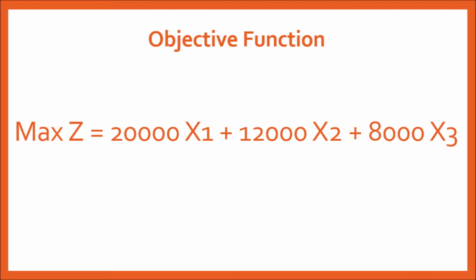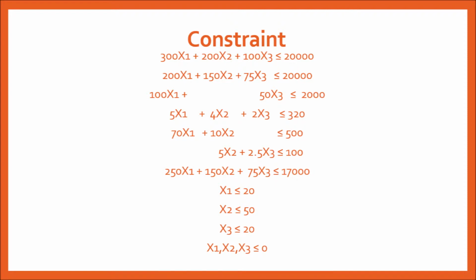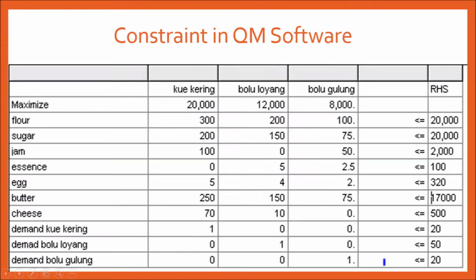The third is to determine the constraints: 300 x1 plus 200 x2 plus 100 x3 less than 20,000, and so on. To solve, here is the table from QM software. In QM software we use the simplex method to solve the linear programming case.